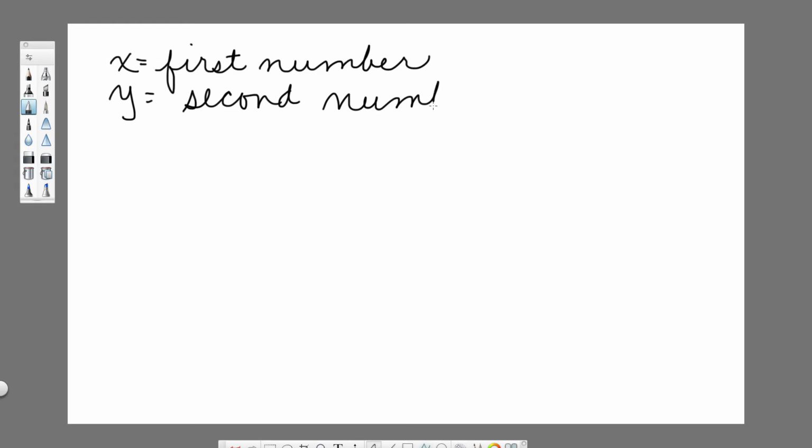Here we go. It said the sum of the two numbers was 6. So X plus Y equals 6. The difference of the two numbers is 4. X minus Y equals 4. Because remember, difference means subtraction. Now, I have to solve it for one of the variables. That's the step that it told me to do first.